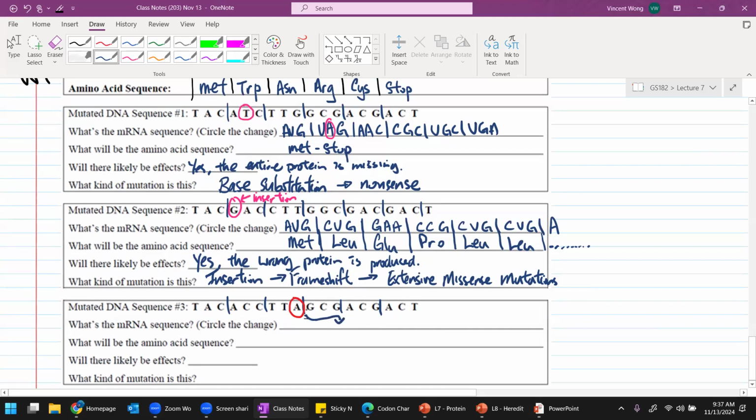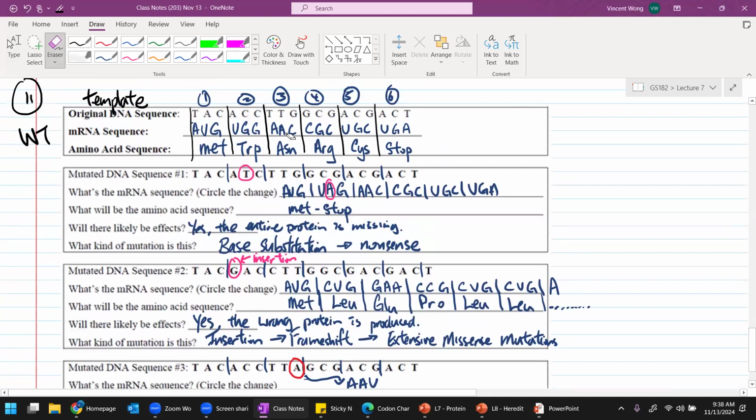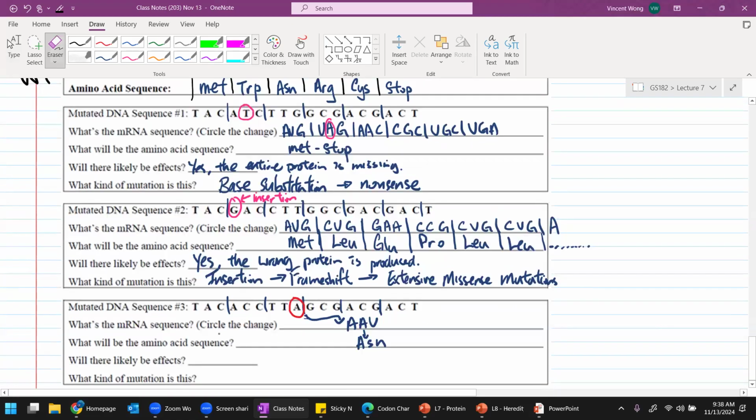But the TTA is going to be AAU, right? And if you look up AAU, it is Asn. So the third one is actually same as the original. This is a situation where you change the DNA, but it has no effect on the protein. And so, no, there will be no effect. And this is a base substitution that resulted in neutral mutation, neutral or silent. Is that okay?